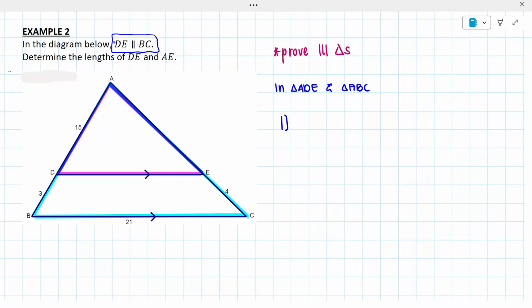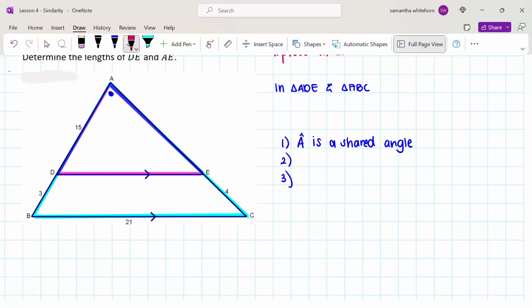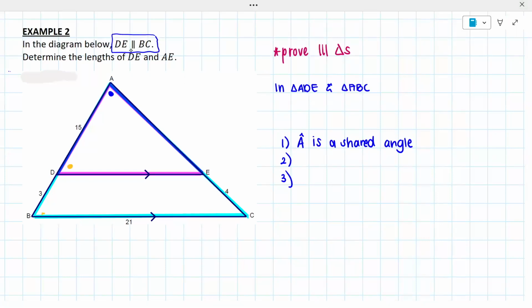So what that means is that I'm going to have to use angle, angle, angle. So I need to give 3 reasons. I'll move this up in a second. The first one that I can very clearly see is that angle A is common to both triangles. So angle A is a shared or a common angle. And then remember, you've been given parallel lines. So what that means is that angle ADE corresponds to angle B down at the bottom here. So ADE is equal to angle B. You can just say B because there's no other angles there, because of corresponding angles.